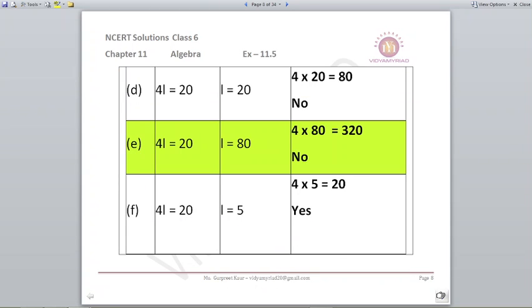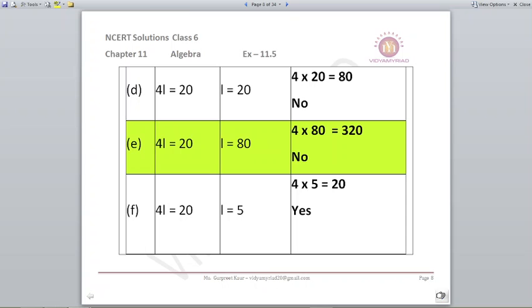D part, 4l is equal to 20 where l is 20. So 4 into 20 is 80. It does not satisfy. Answer is no. 4l is equal to 20. Now l here is 80. So 4 into 80 will be 320.